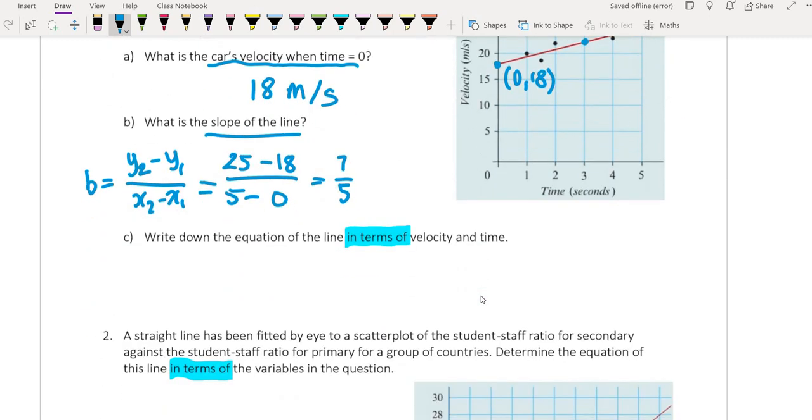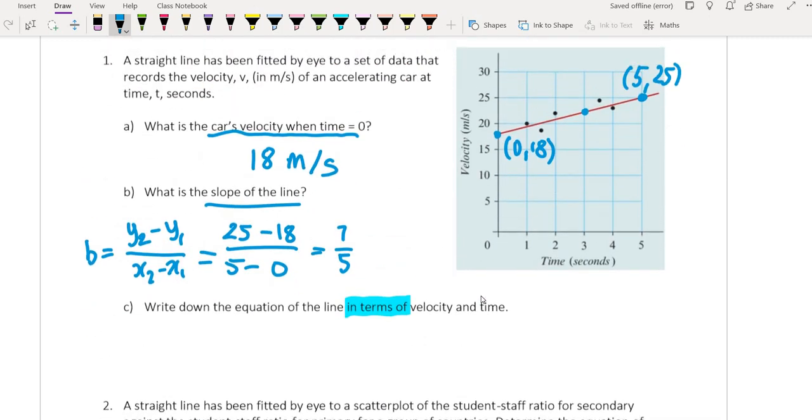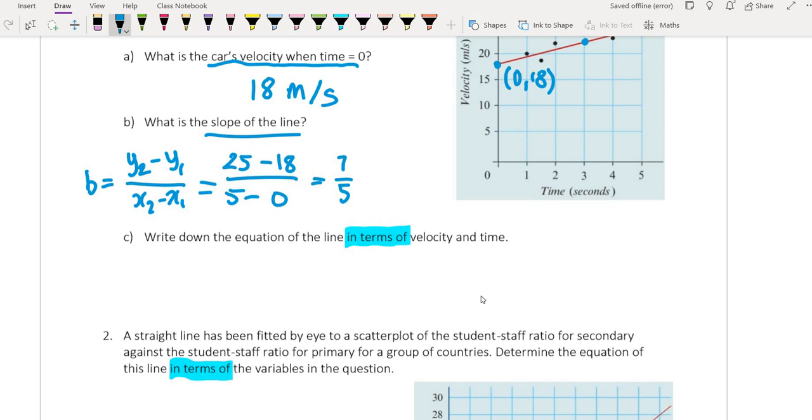The last question says, write down the equation of the line. Again, it's the same skill as before. We know our equation has to look like this, but we know our gradient already. We found that. So this is our equation at the moment. To find a, you just need to substitute one of the points. I'm going to substitute 0, 18.